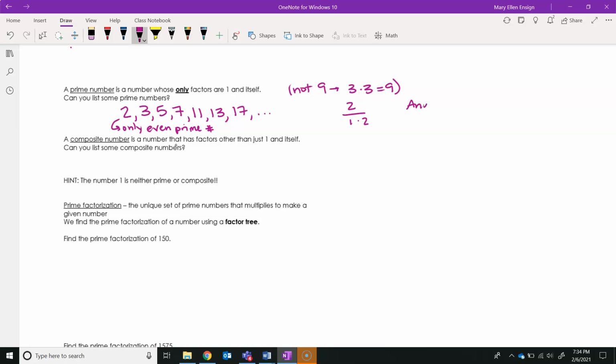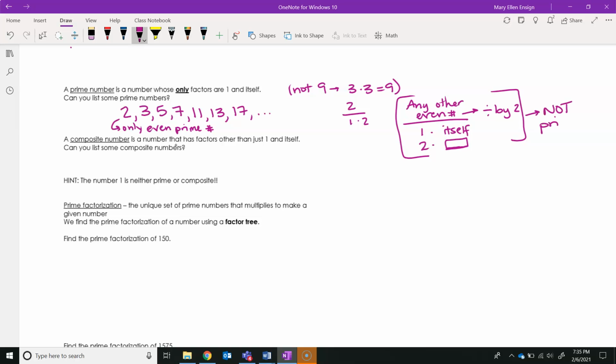Any other even number is going to have 1 and itself as factors plus 2 times something. It might have more factors also, but any other even number is always divisible by 2. So it's always going to have not only 1 and itself, but also 2. So therefore, this is going to not be prime, right? Any other even number is going to be what we call composite.